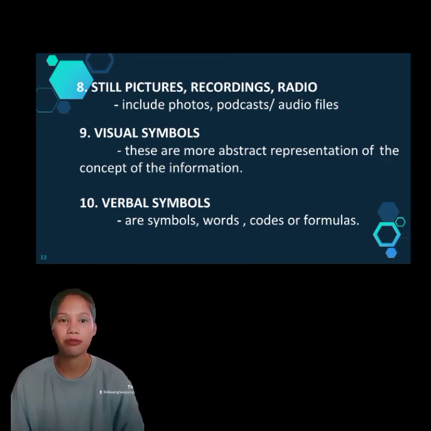Then next is verbal symbols. This category appears to be the most abstract because they may not exactly look like the concept or object they represent, but are symbols, words, codes, or formulas. So those are the bands of the cone of experience.